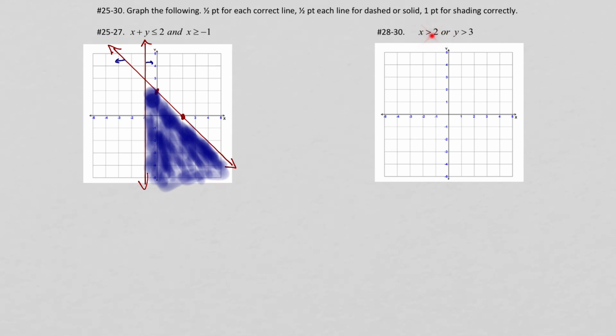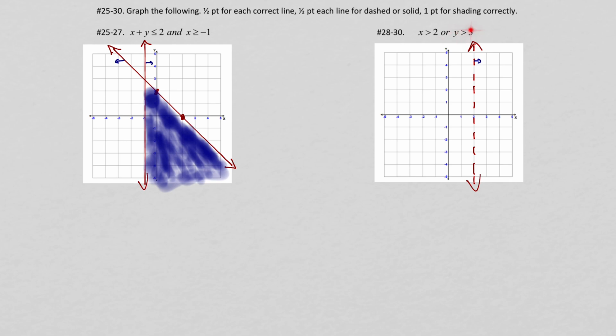Now this is careful, this is an or, not an and. So x is greater than 2 is a vertical line through 2. And there's no equal sign here, so I'm going to draw a dashed line. So I'll draw a vertical line here, dashed. And I'm ready to shade on the right-hand side of this line, the greater side.